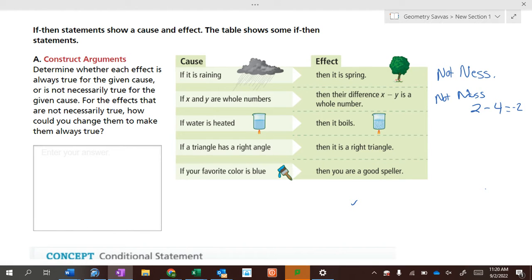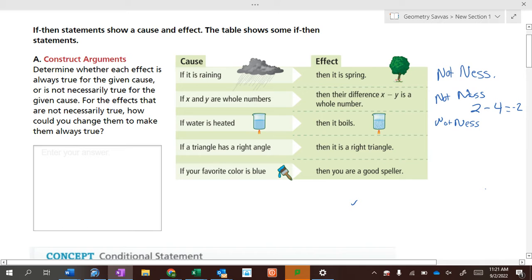If water is heated, then it's boiled. That's not necessarily true. If water is heated, then it gets warmer. Then the particles move faster. Okay? But it doesn't have to boil.